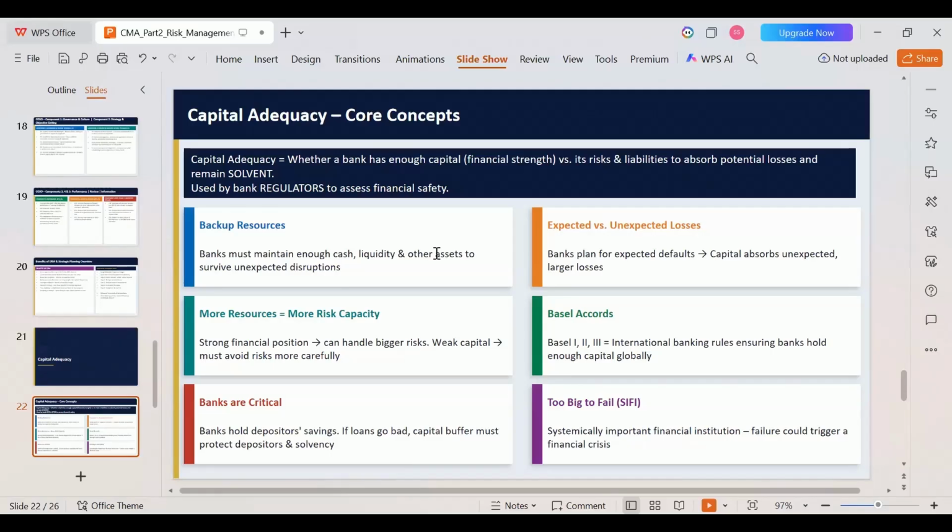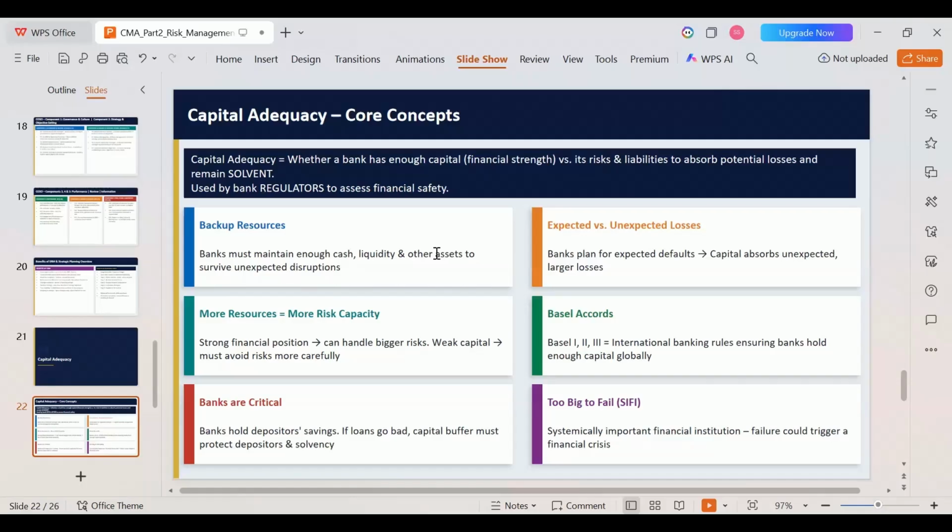Okay. Then expected versus unexpected losses. Banks plan for expected defaults. That is, capital absorbs the unexpected or larger losses. That means the capital that banks have. So how do banks get capital? It will be usually through issue of government securities. Okay, so they will have people who invest in their stocks. So their capital should be such that if we have any unexpected losses, it is large enough that we will be able to cover those unexpected losses as well.